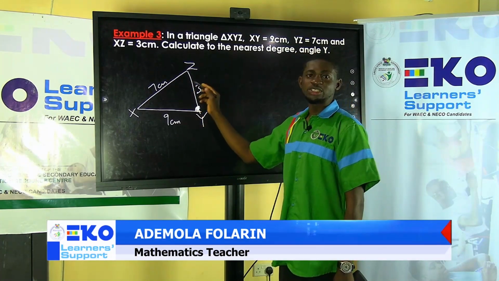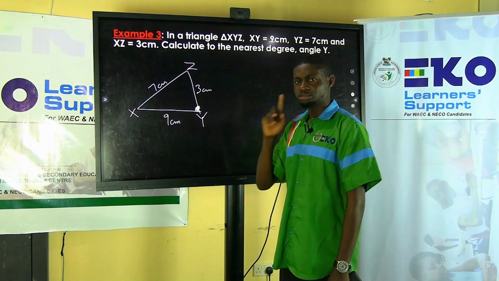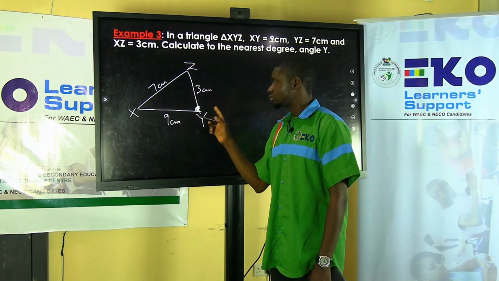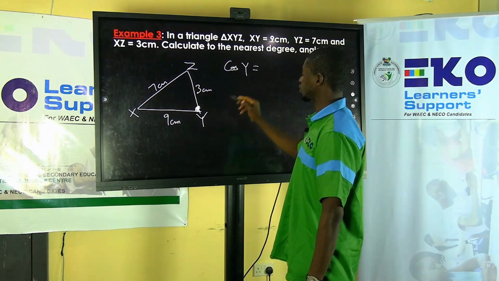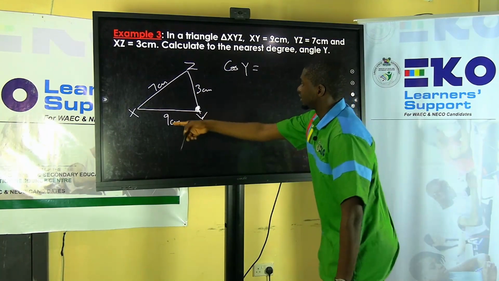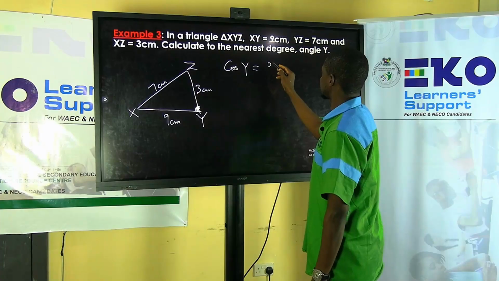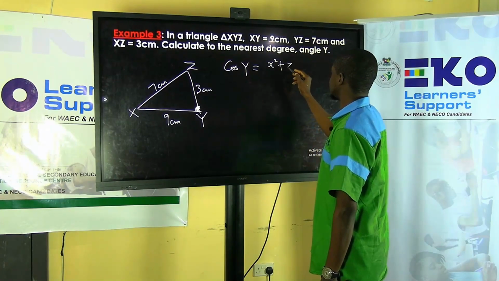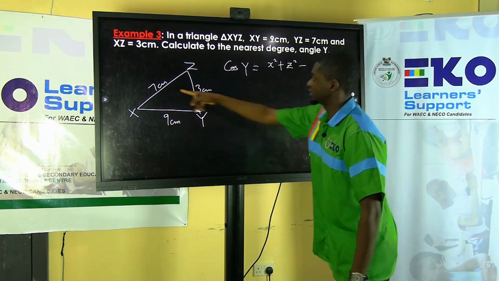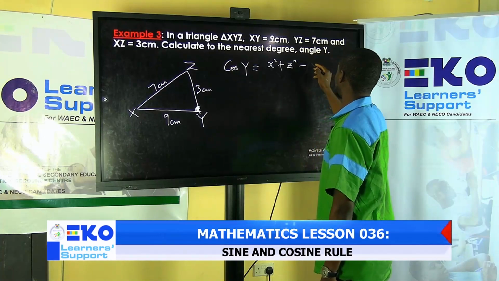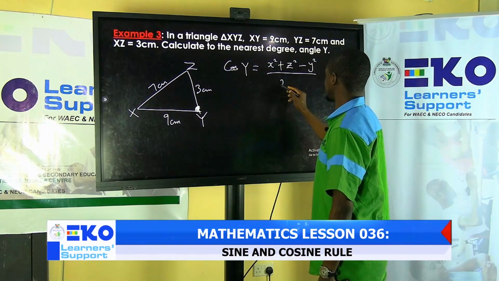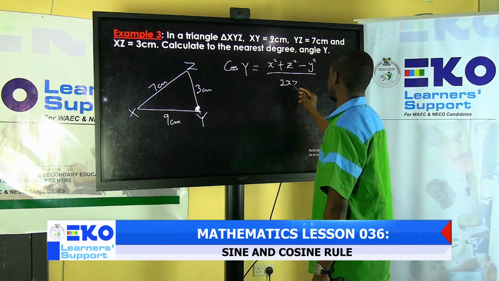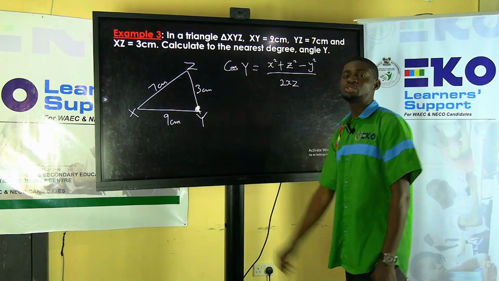So we have 3 daughters. We are looking for the mother. You remember how it is done? So you say the cos of what you are looking for is equals to cos Y, right? The sides of the others, that's x squared plus z squared minus the side of what you are looking for, y squared, divided by 2xz. Substitute this and you'll be able to get that.